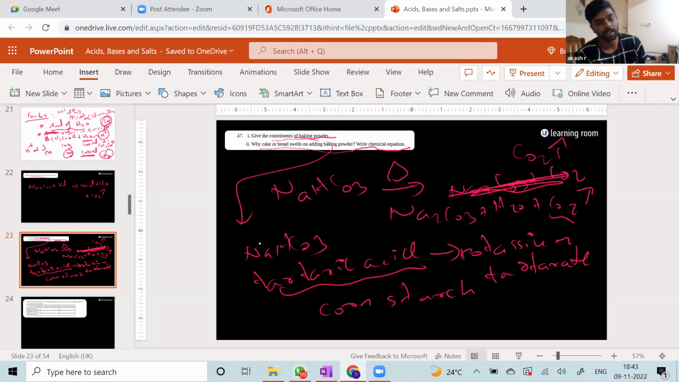So everything you have to write: NaHCO3 is present, potassium tartrate is present, and cornstarch. And why is it becoming fluffy? Because when I heat it, it is going to produce Na2CO3 plus H2O plus CO2. Because of the evolution of CO2, it is going to swell. Right. Next question.